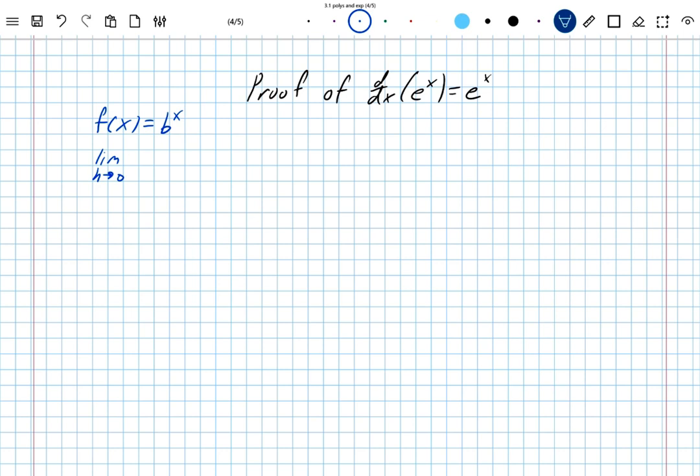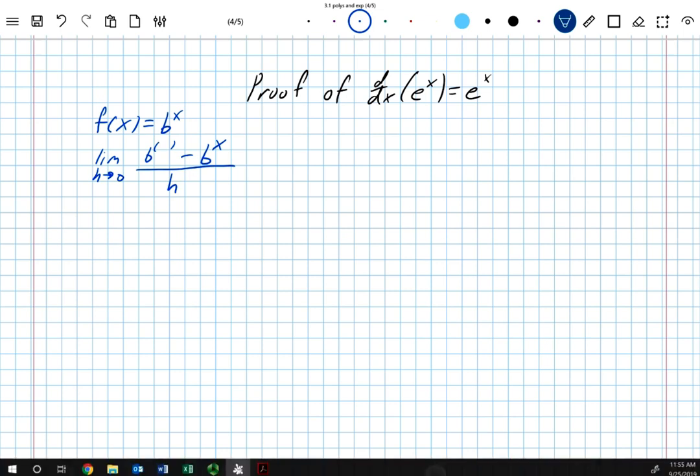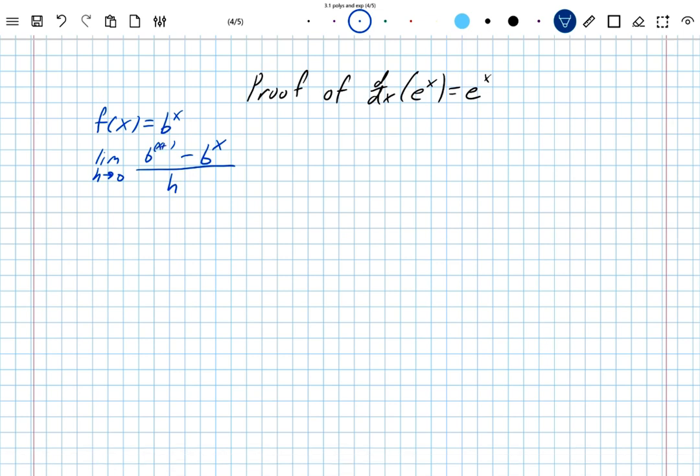So if I write b to the x plus h minus b to the x, all over h. There's a question of how do I actually do the composition. Make sure you get this x plus h in there correctly. It goes right inside of that exponent, x plus h. Okay, so what could I possibly do with this? How could I possibly clean this up? And here's where a few exponent rules are going to come in. Clearly, we would need them to work with these exponents.